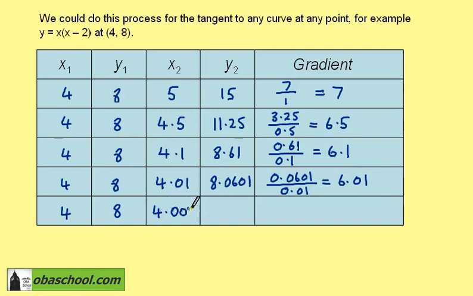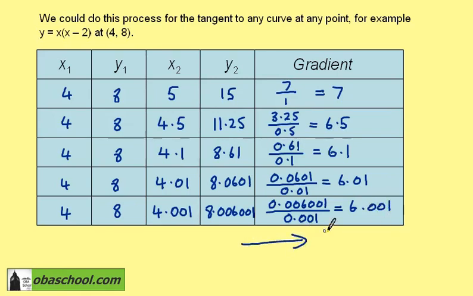If we take 4.001, we multiply that by 2.001 to find the y value, and we get 8.006001. The gradient then is 0.006001 divided by 0.001, which is 6.001. So we can see that this gradient is approaching 6 and would use that as an estimate of the gradient of the tangent at that point.